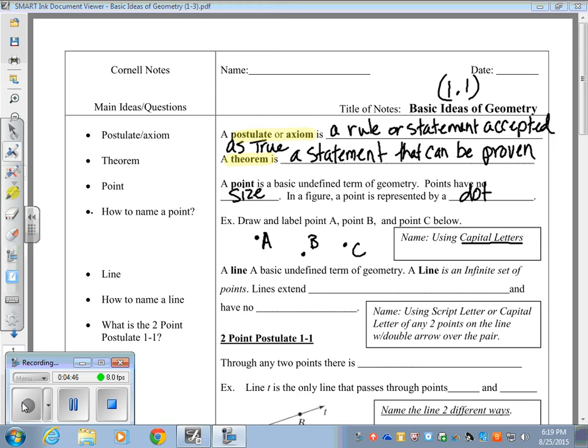Another undefined term in geometry, and let me get these highlighted for us. We have points. We're going to also have a line. A line is an infinite series or set of points. A line extends in both directions, and has no thickness.